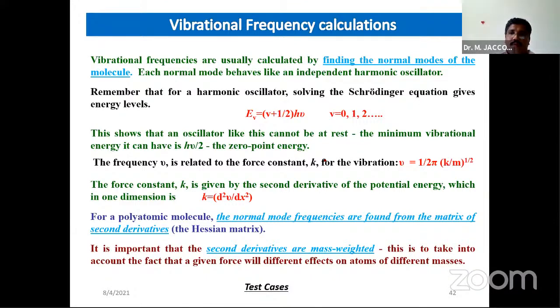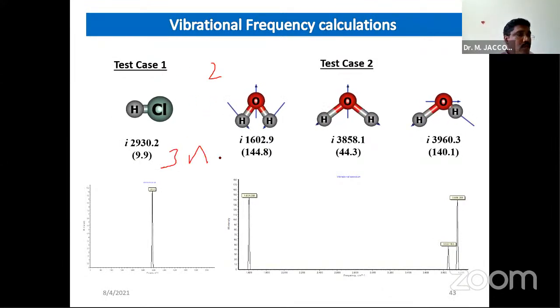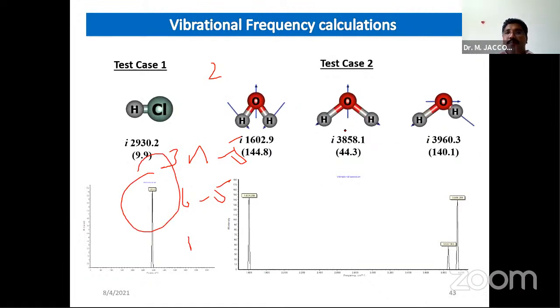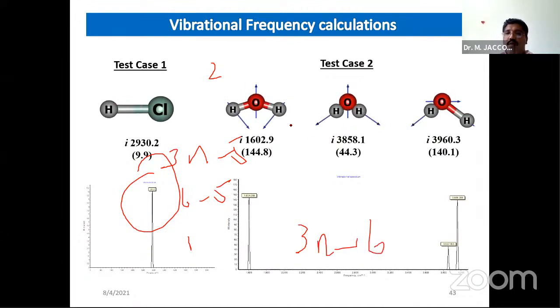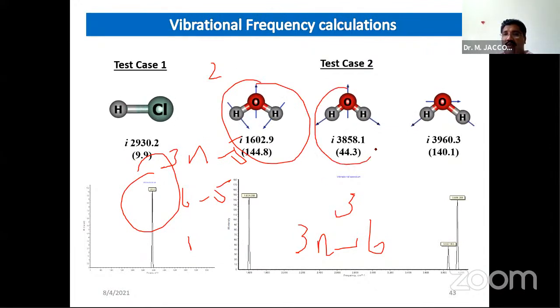Now I have calculated some of the molecules and tried to compute all possible degrees of freedom. You can see in terms of HCl, you take 2 atoms, that is 3n minus 5. Obviously, 6 minus 5, 2 atoms, so 1. Only 1 vibration I am getting. But if you take water, there will be 3n minus 6. There are 3 atoms, 9 minus 6, 3. I am getting 3 vibrations.